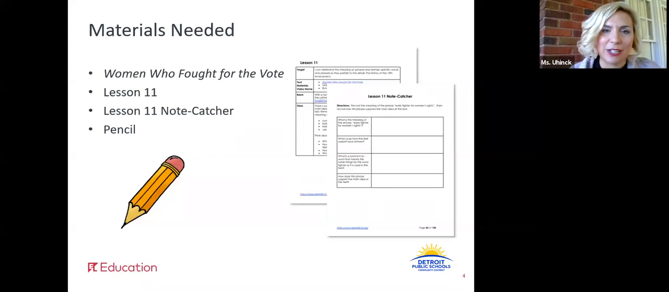All right, let's collect our materials. You're going to need our text, Women Who Fought for the Vote. You're going to need a lesson 11 note catcher. Just a reminder, all those materials are in your ELA packet. And then you're going to need a sharpened pencil. Pause this video and gather your tools. Great. Now that we have our tools, we're ready to work.